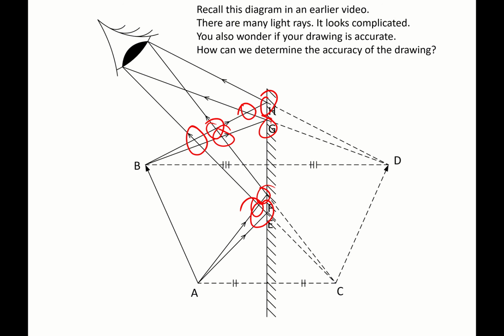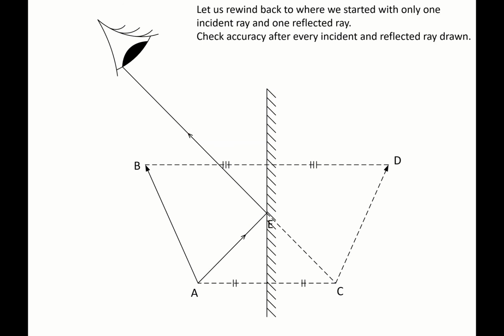Now, right from the start, you should not have drawn the diagram to this stage such that it's difficult to repair the drawing. Now let's rewind back a little bit. Let's start off with the point where we have only one incident ray and one reflected ray. Once you have completed drawing this part here, this is the point where you got to start to check for accuracy of your drawing. Now how do you check for accuracy of your drawing?